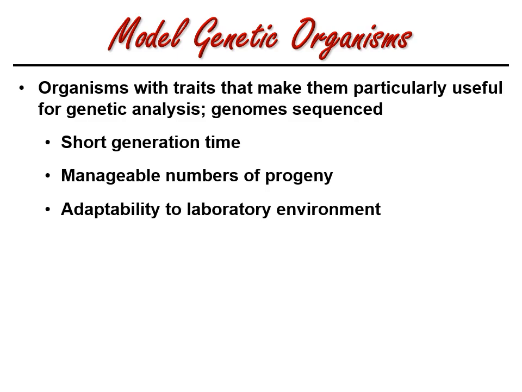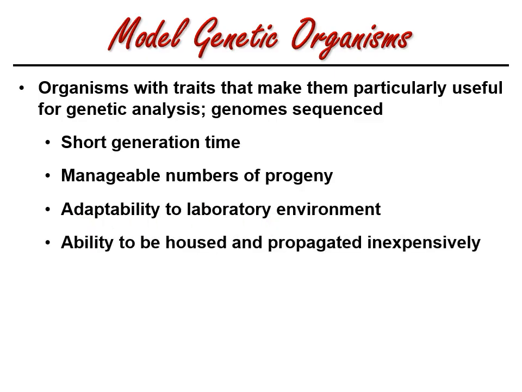So what we're looking for in these model genetic organisms is a short generation time, manageable progeny, and manageable number of progeny, adaptability to the laboratory environment. And when you say adaptability to the laboratory environment, you also want to be able to house them and propagate them inexpensively. Because let's face it, it's all going to come down to whether you can afford to keep these animals or organisms, for that matter, alive, right?